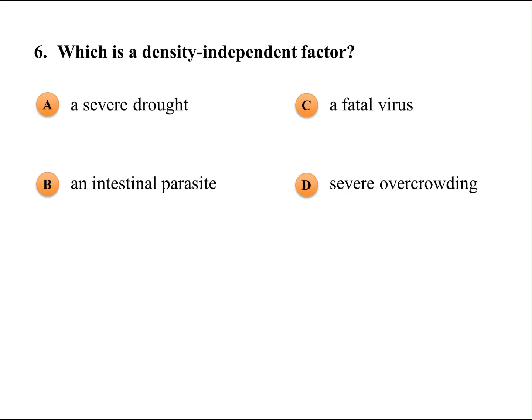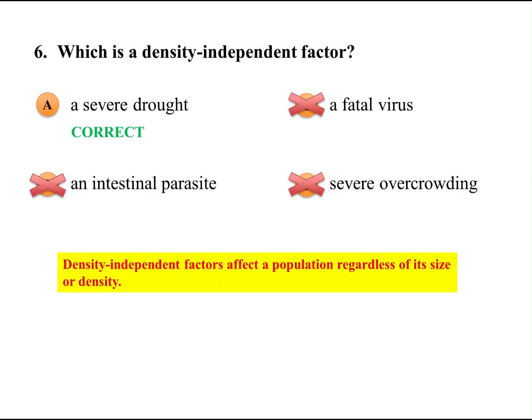Which is a density independent factor? Of course, the answer is severe drought.